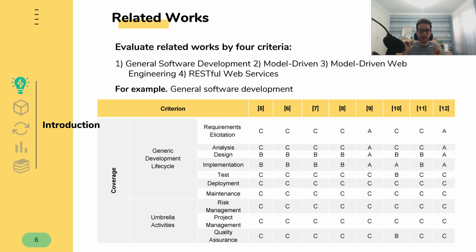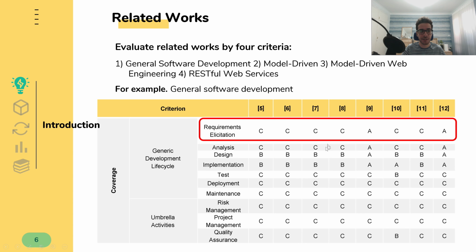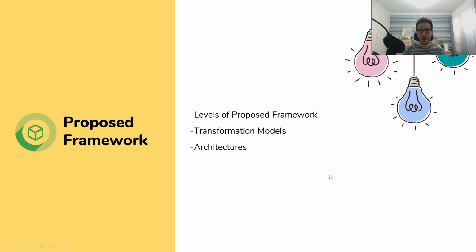As you can see, existing methods can cover standards very well. They got a score C, and it means they didn't cover that.